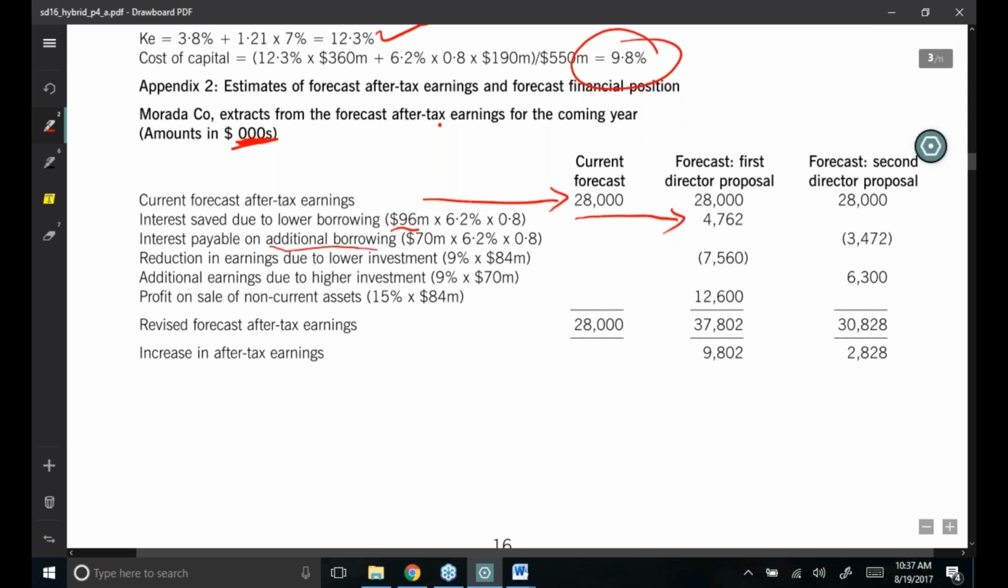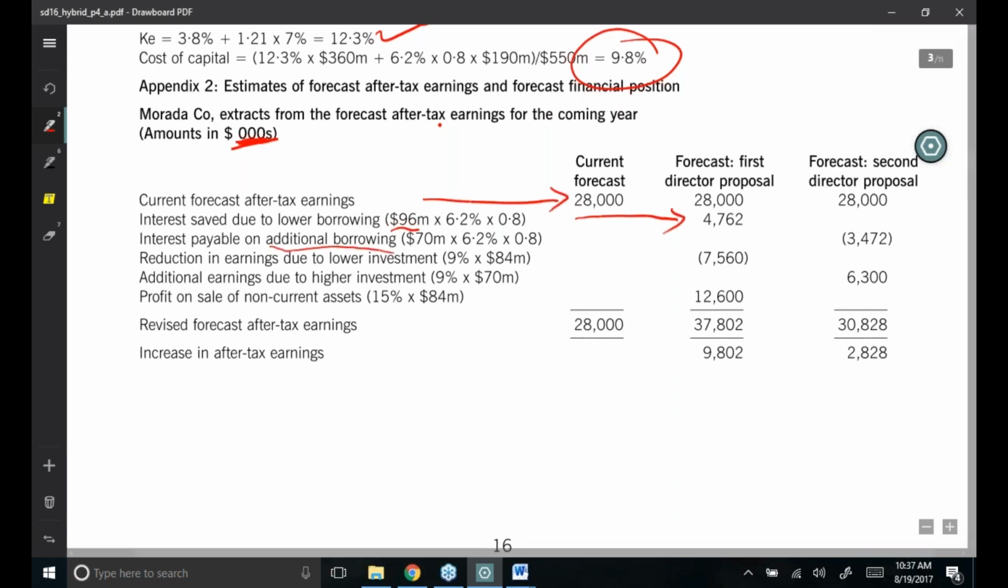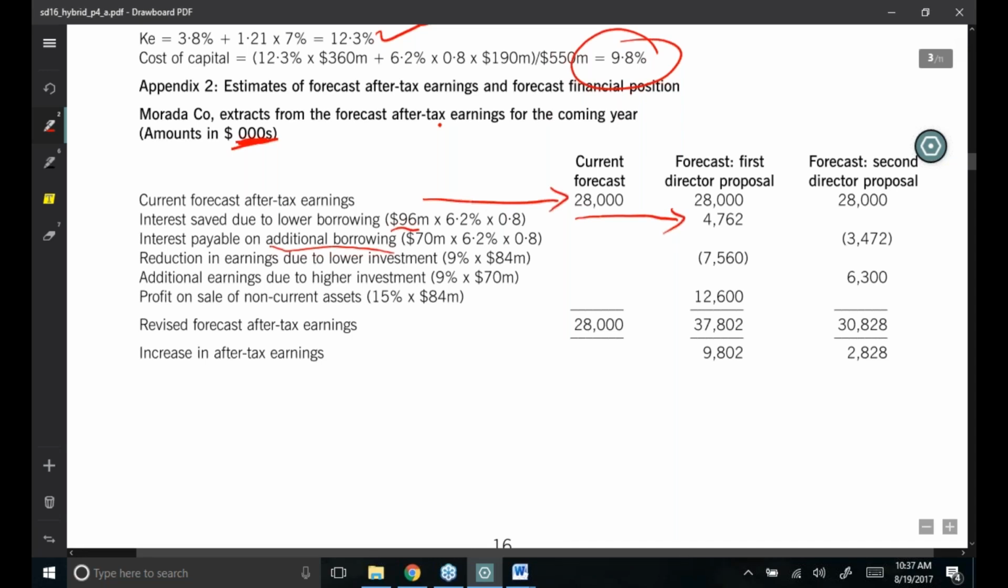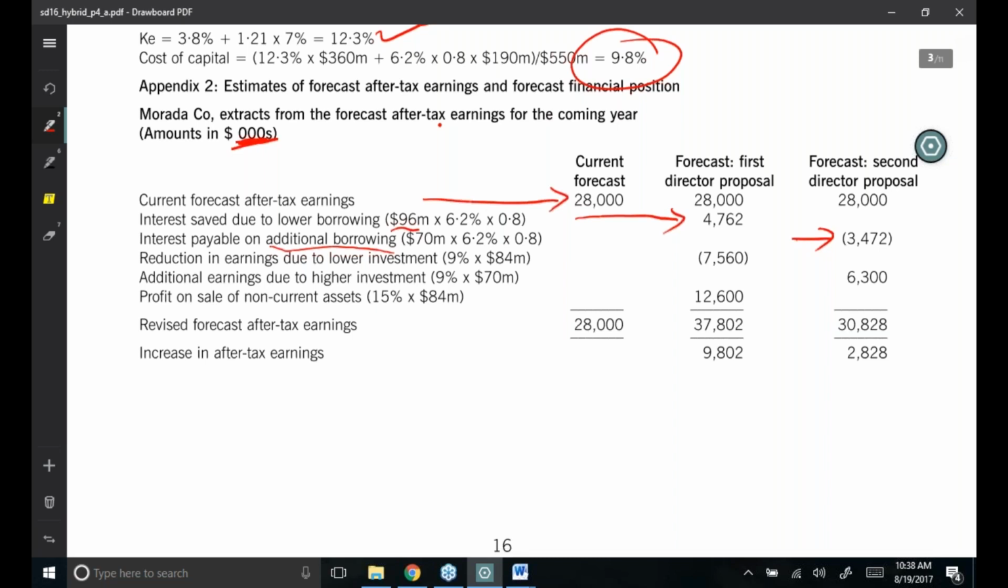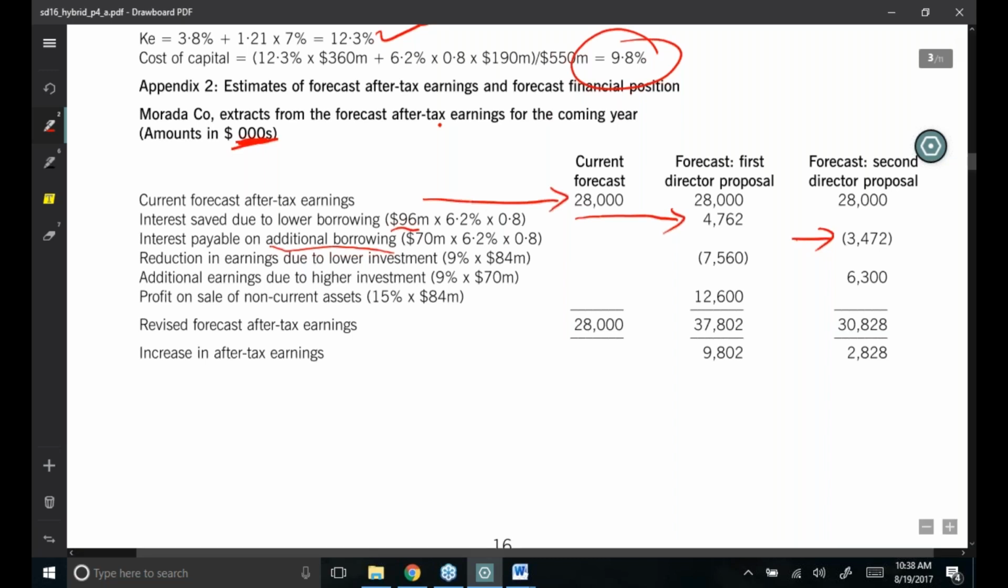Okay, second, in the second director proposal, you will additionally borrow 70 million. And when you borrow 70 million, you will pay 6.2% interest on it, and your interest cost will rise, that is 3,472. And in the first director proposal, when you sell the maintenance division, your assets will go down.